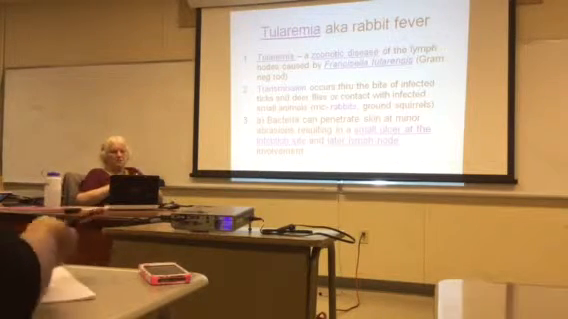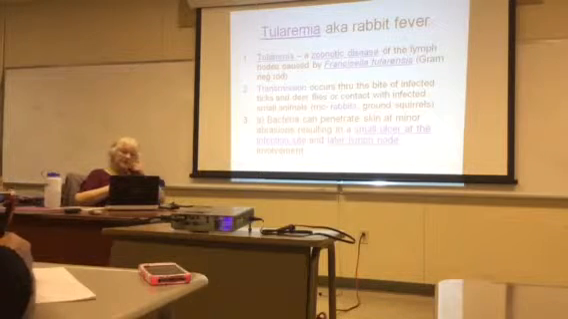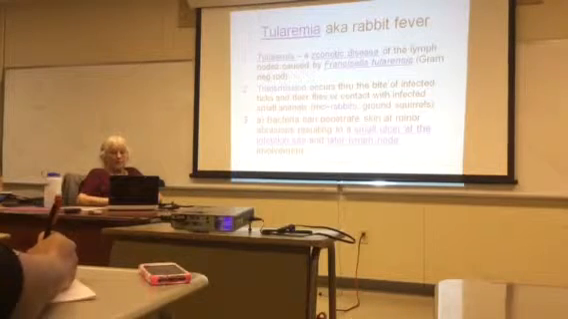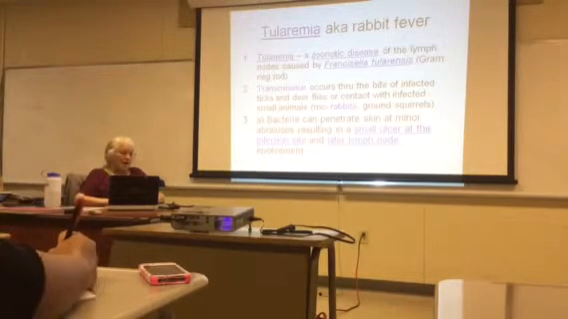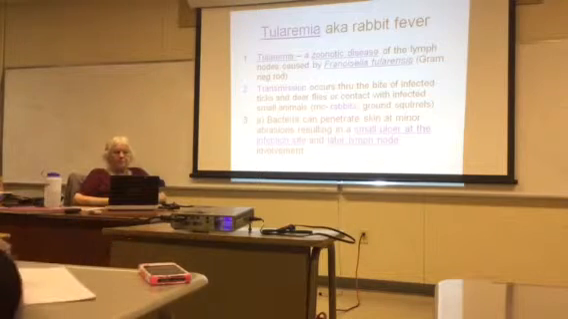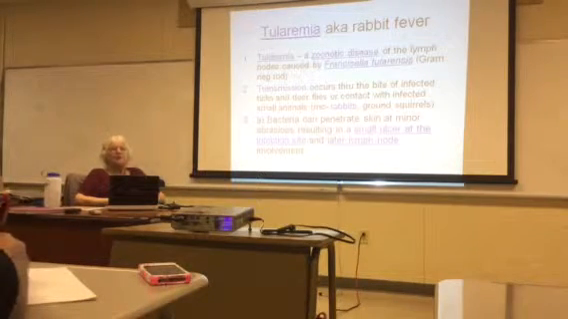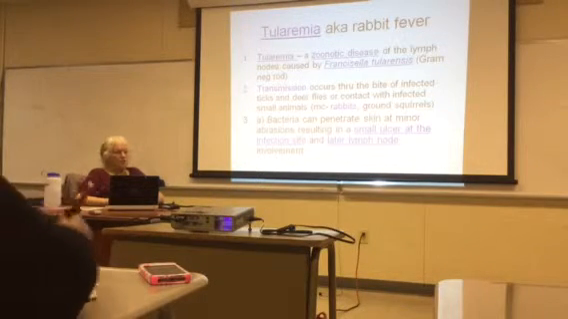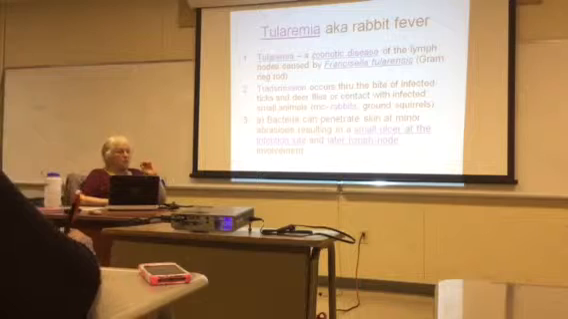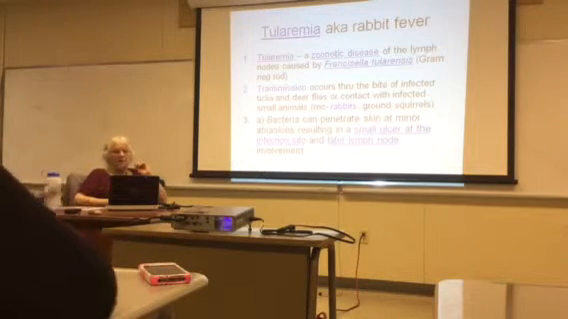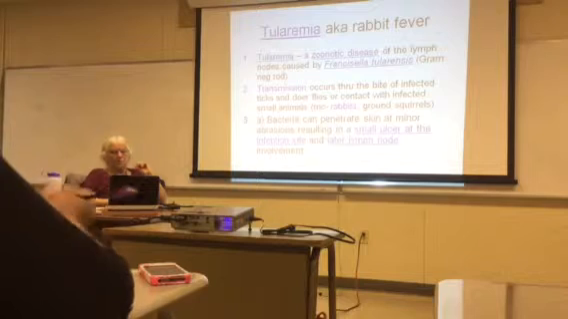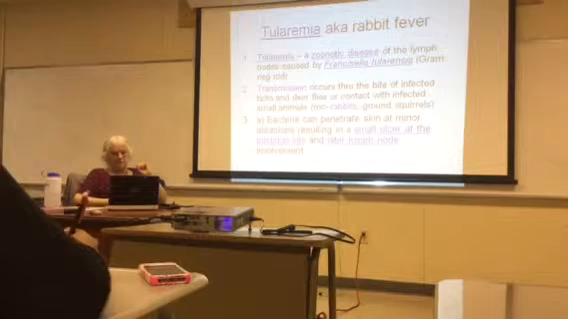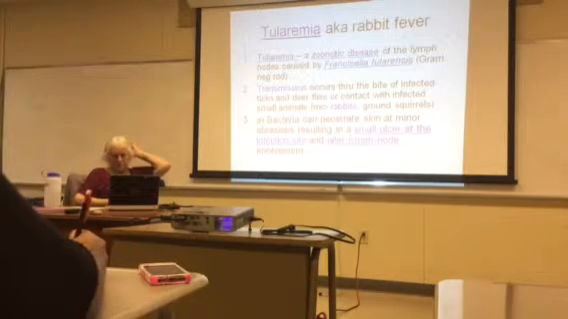Transmission occurs through the bite of an infected tick or deer flies, or contact with these small animals that are infected, like rabbits and ground squirrels. So the most common is rabbits, and that's why it's also known as rabbit fever. Bacteria can penetrate skin through just minor cuts or abrasions that you have, and then that results in a small ulcer at the infection site, and later then you're going to get lymph node involvement.